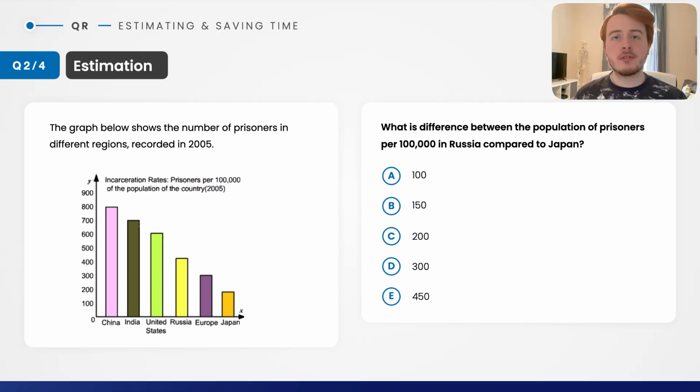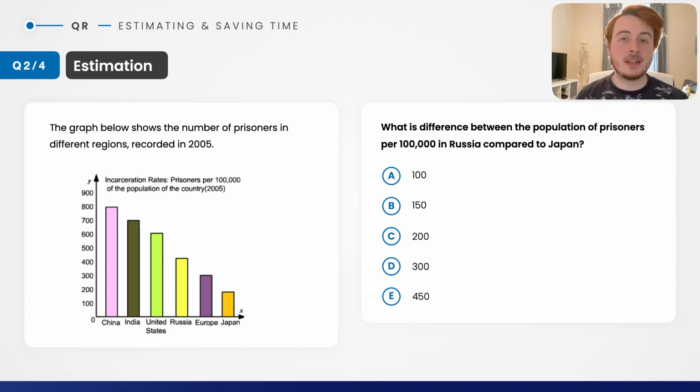So the important thing with graphs is that we can only work to the precision that they give us. Now this is a very poor graph. There is absolutely no accuracy on that y-axis there. We struggle to tell what those bars actually represent. So you would not be expected to figure out that China is exactly 787. You wouldn't have any way of knowing that. So always work to the accuracy that you're given.